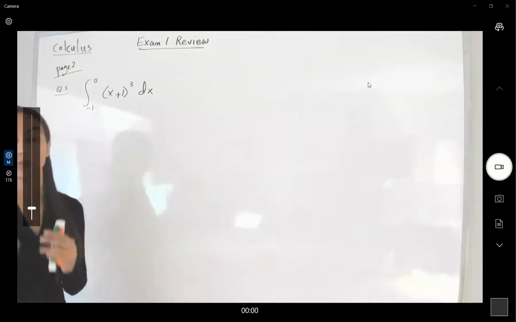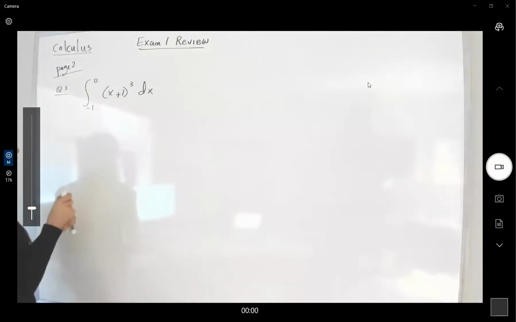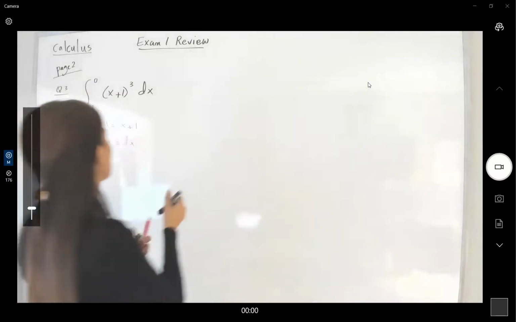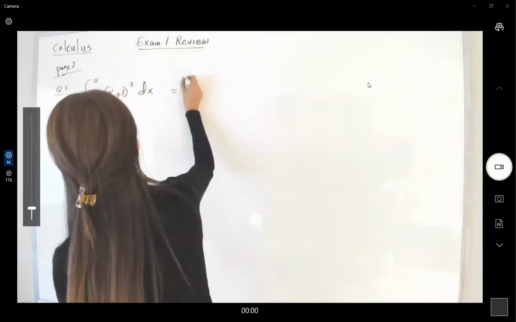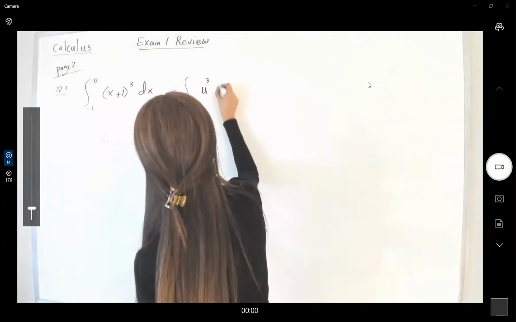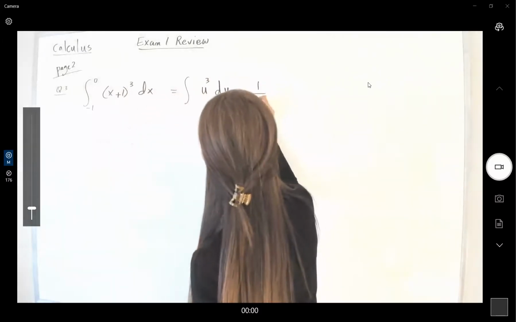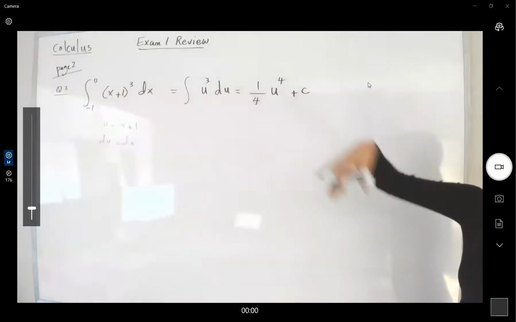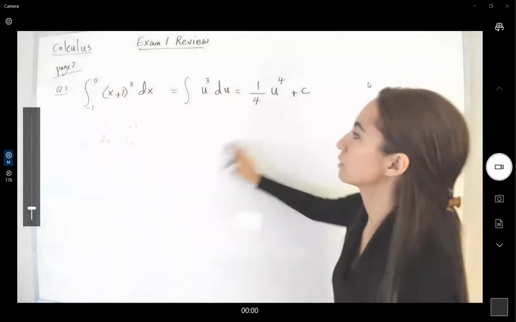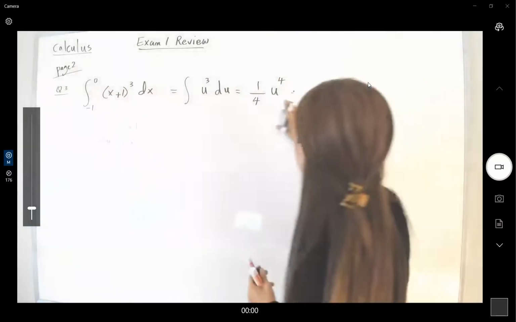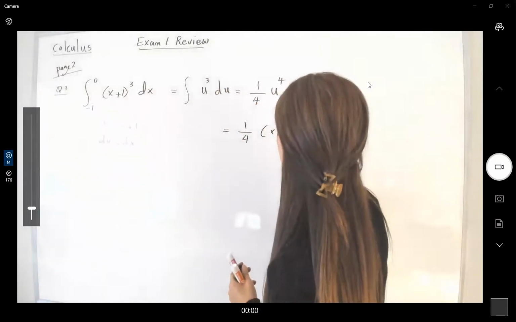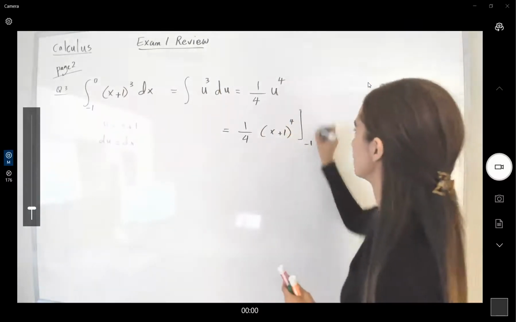The second method is to use u-substitution. So you can say that u is equal to x plus 1, du is dx. So this can be written as the integral of u cubed du, which is a fourth u to the fourth plus C. Since it's a definite integral, we can just convert this back into x plus 1. This is equal to a fourth (x plus 1) to the fourth as x ranges between -1 to 0.